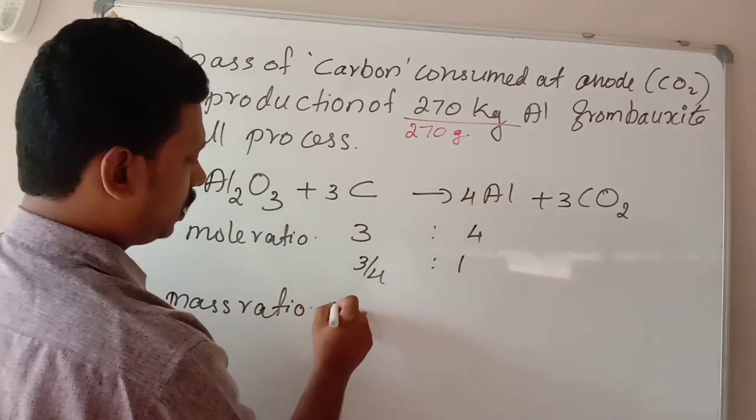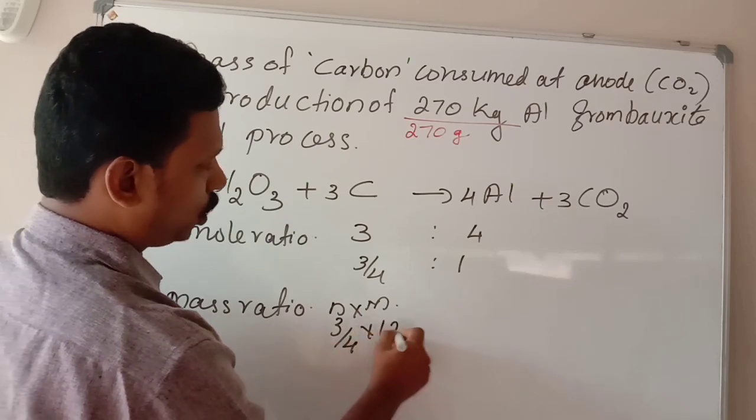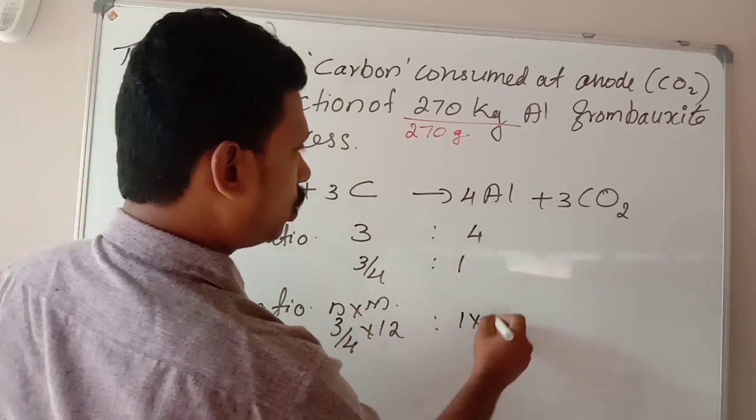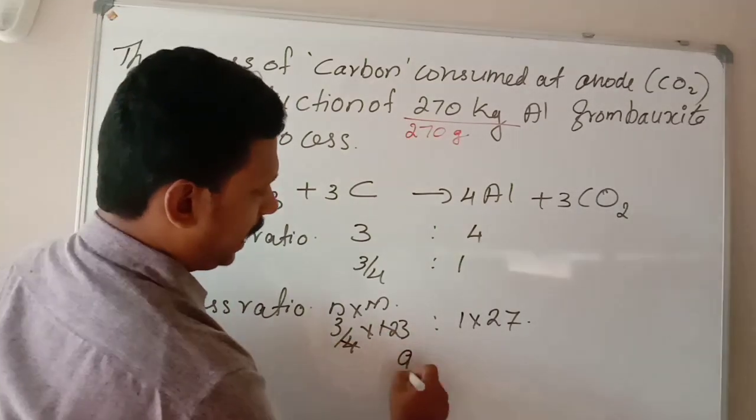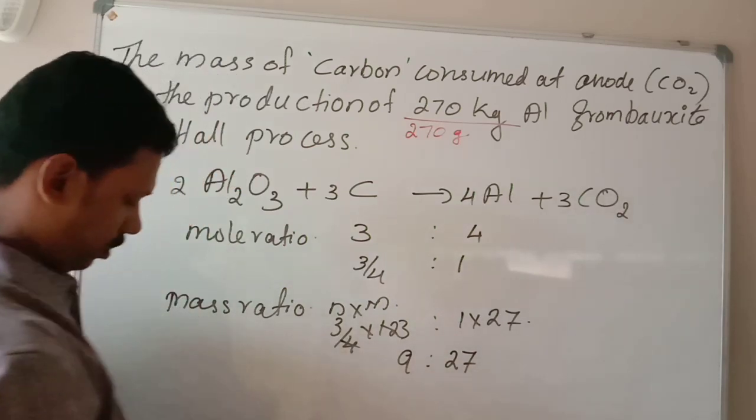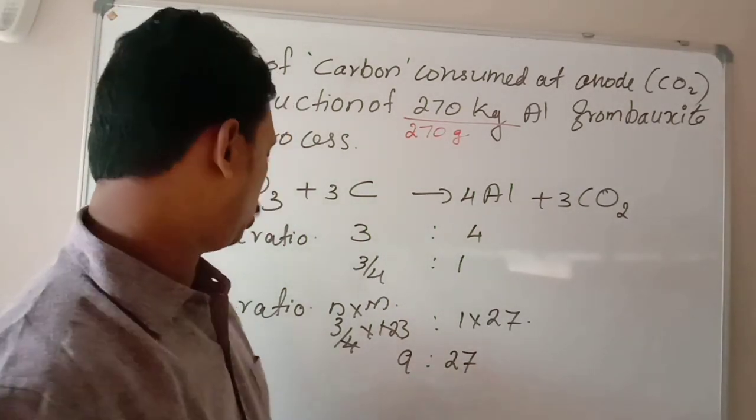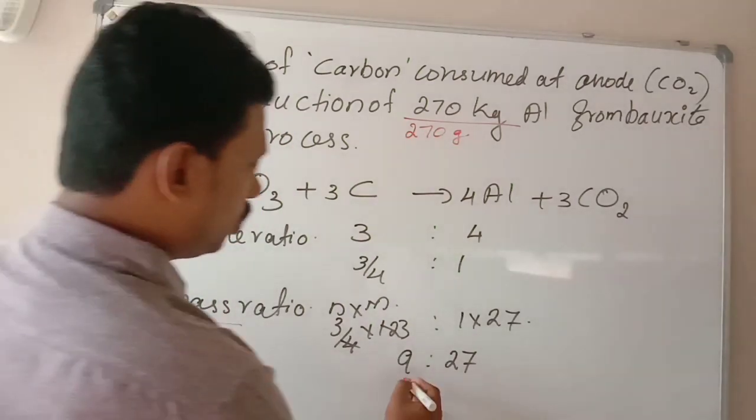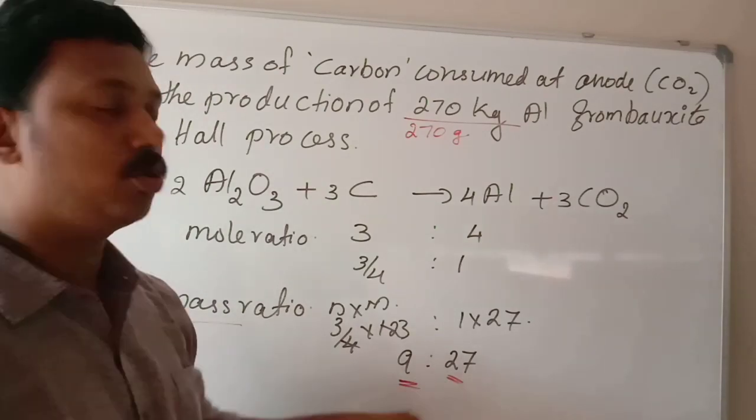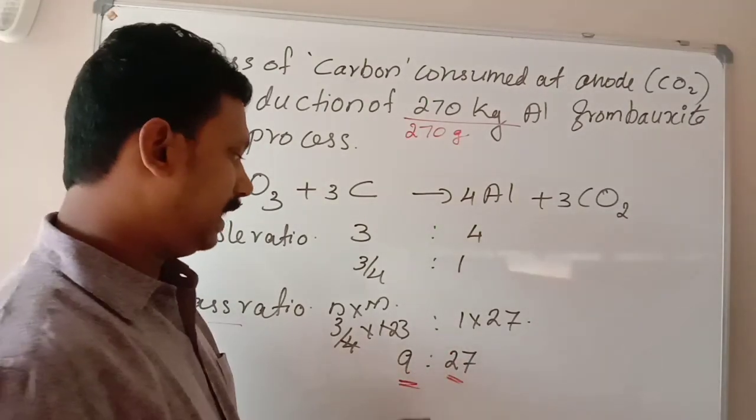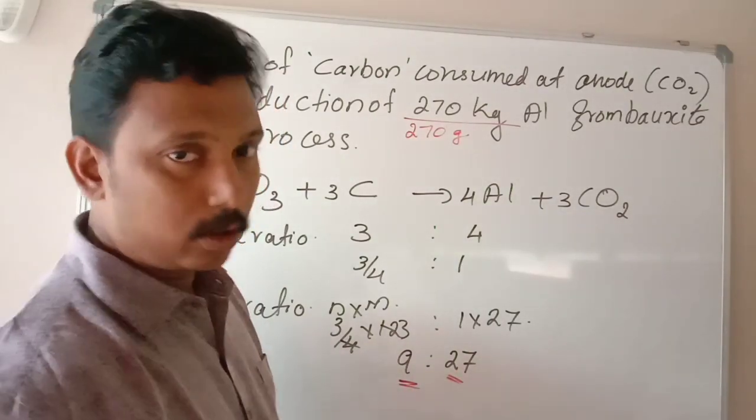Mass ratio is number of moles into molecular mass. That is 3/4 into 12 : 1 into aluminum 27. And this becomes 9:27. See, from here itself you know the answer, because this is 9 gram is to 27 gram. This is the mass ratio. So 9 gram is to 27 gram. If it is 9 is to 27, then 90 is to 270. Then 90 is to 270 gram means 90 kilogram is to 270 kilogram. So 90 kilogram of carbon is required. You understand that.